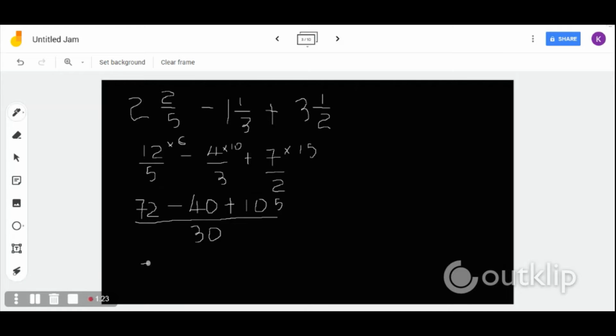So from there, you can just work it out. 72 minus 40, and then add 105. So that's 72 minus 40 is 32 plus 105, 137 over 30.